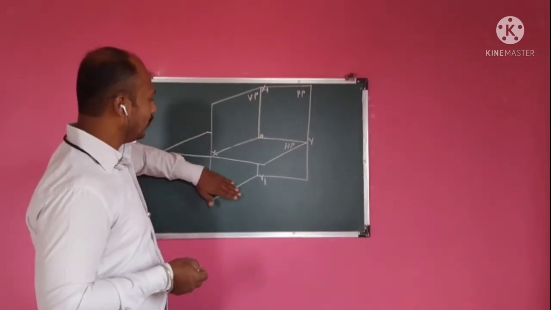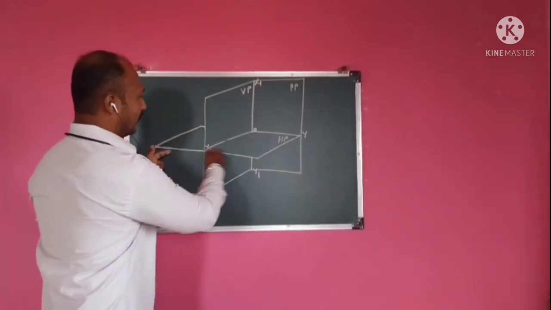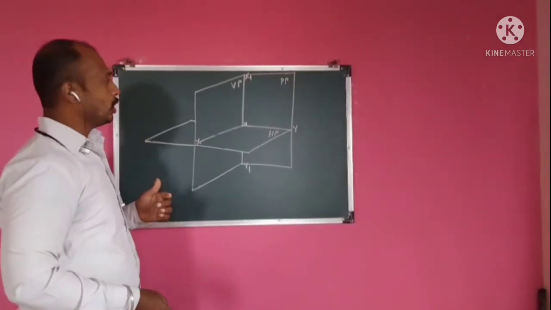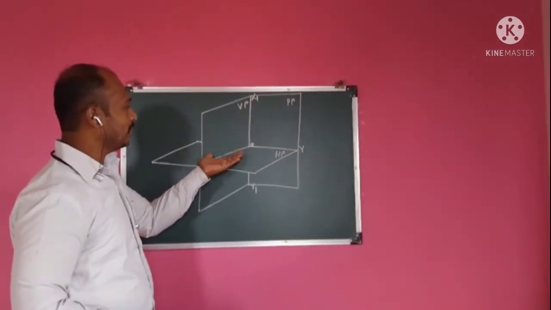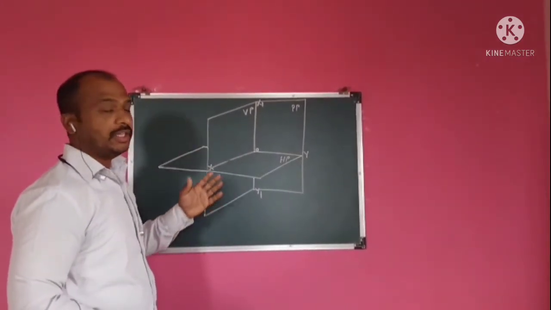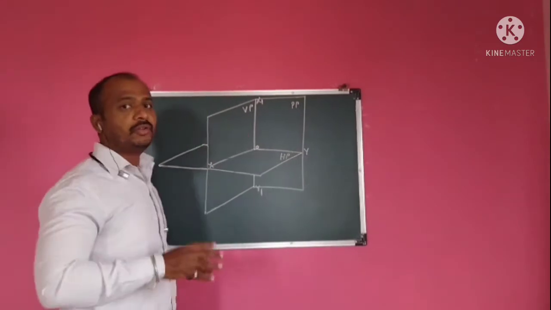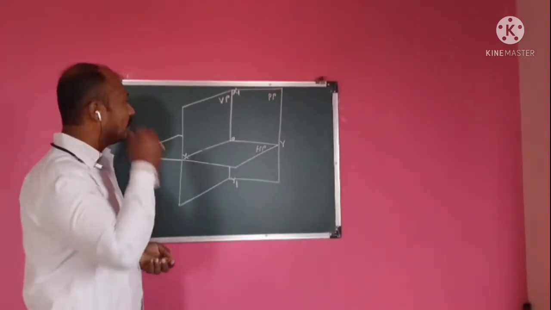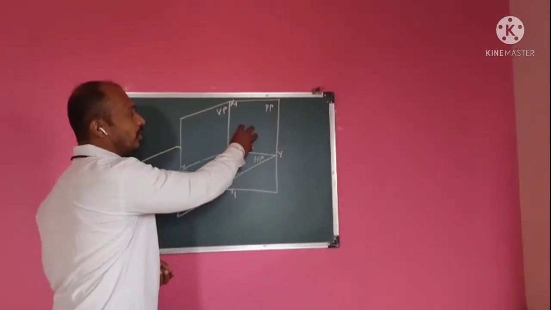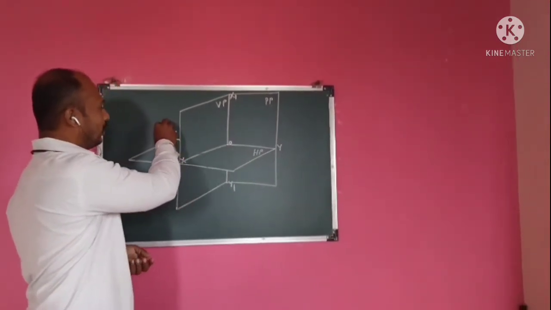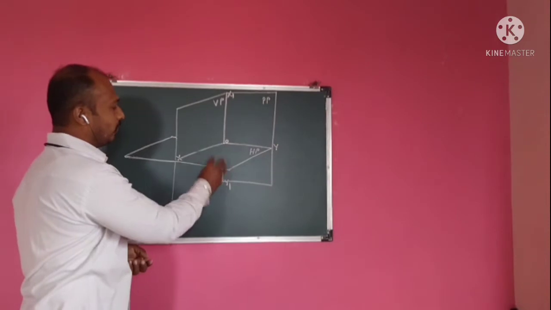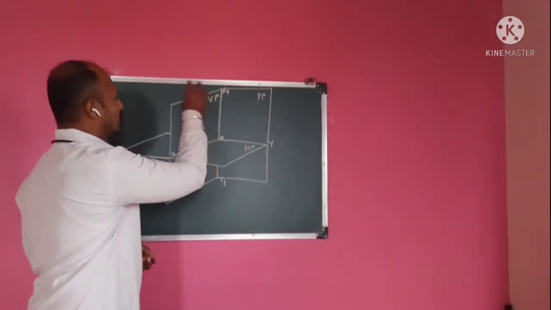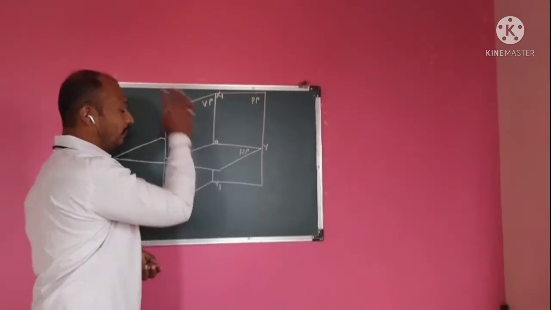This is the VP, the vertical plane, this is the HP, and this is the profile plane, the PP. This HP and VP divide this area into four quadrants. That is, this is the first quadrant, this is the second quadrant, third quadrant and fourth quadrant.